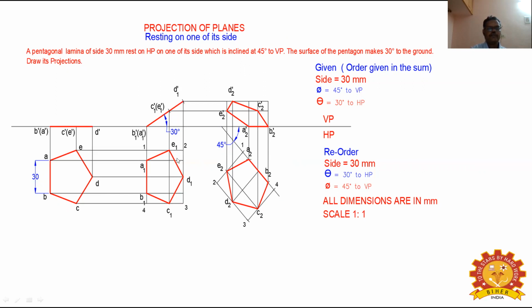From D1 dash, draw a vertical line. From C1 dash, draw a vertical line. From B1 dash, draw a vertical line. And here from C, B, D, A, E, draw a horizontal line. The corresponding intersection points mark as A1, B1, C1, D1 and E1.